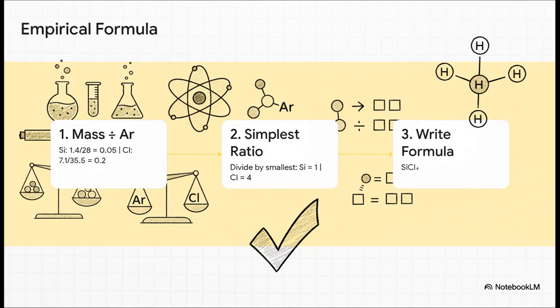It's a 3-step process for 3 marks. Step 1, you find the moles by dividing the mass by the atomic mass for each element. Step 2, you find the simplest ratio by dividing both of your answers by the smallest number. And step 3, you write out the final formula using that ratio, TiCl4. It's like a recipe. You follow the steps, you get the marks.